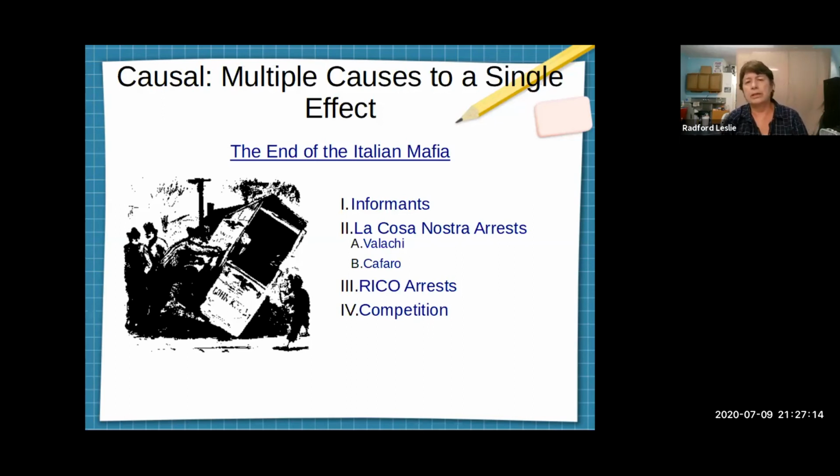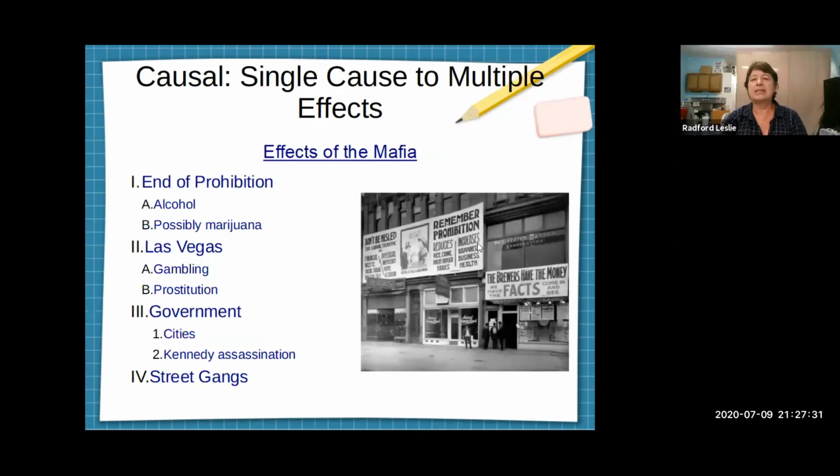Oh, by the way, that word up there is causal at the beginning of that title, C-A-U-S-A-L. I often read it as casual, but it's causal, just so you know. We have another causal pattern, in this case, single cause to multiple effects, and here we're talking about the effects of the mafia on society.